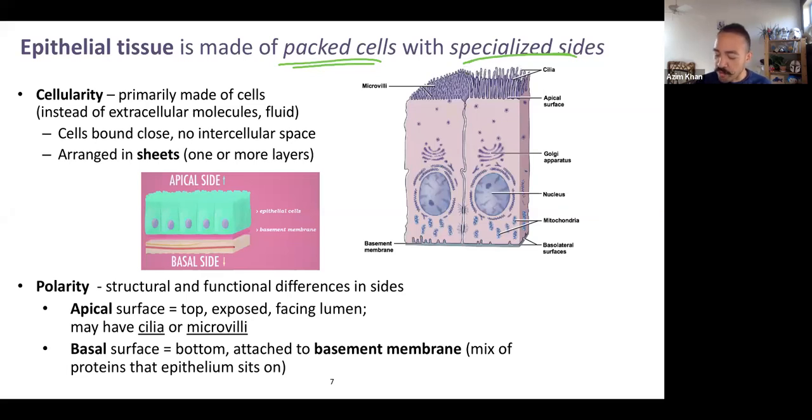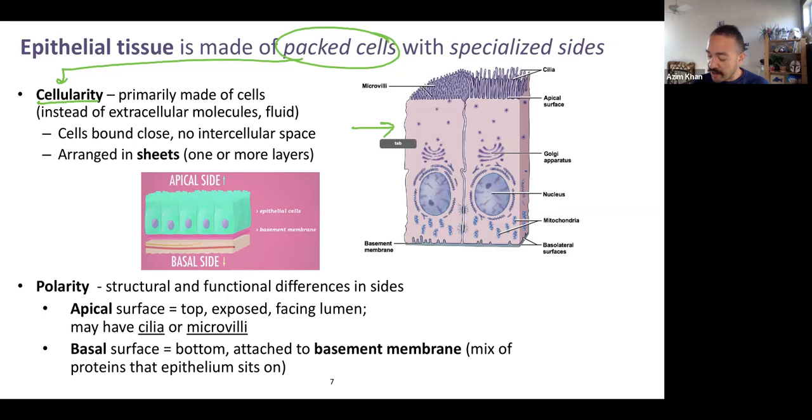Let me back up and let's go through this one by one. The term to describe how epithelial tissue is made up of cells that are packed together, the term for that is cellularity. Cellularity. In this picture on the right here, we see one cell next to another cell. They're right next to each other. This means there's minimal space between them. There's minimal intercellular space. There's minimal interstitial fluid. So the cells are bound close together. There's not much in between them.